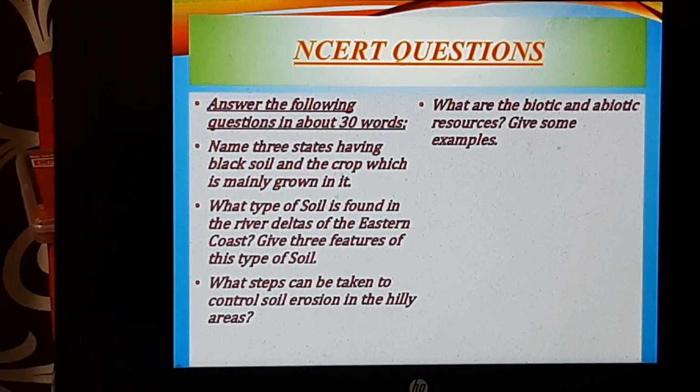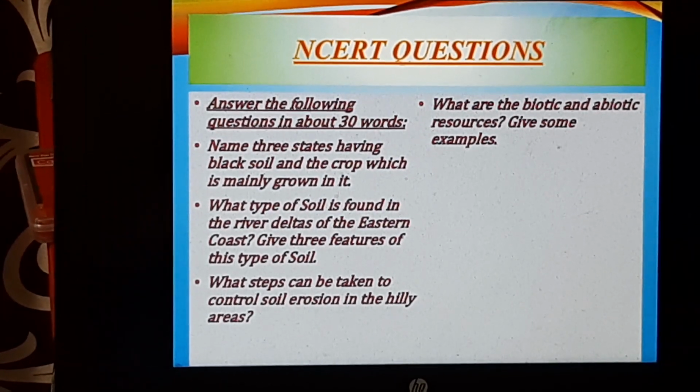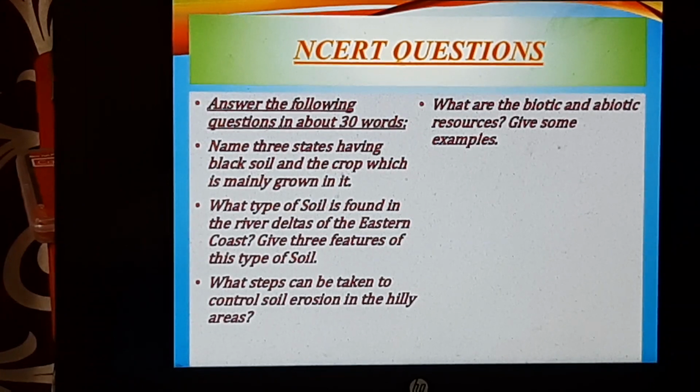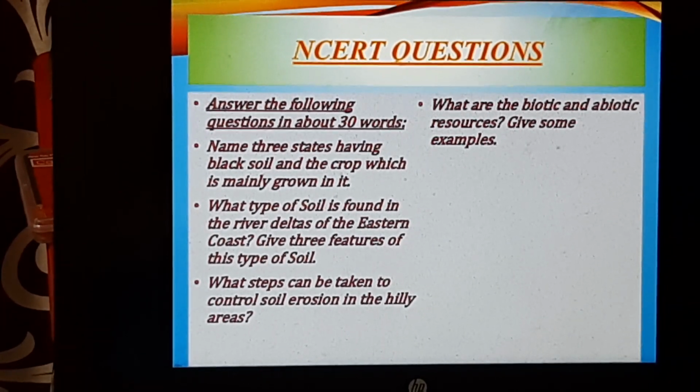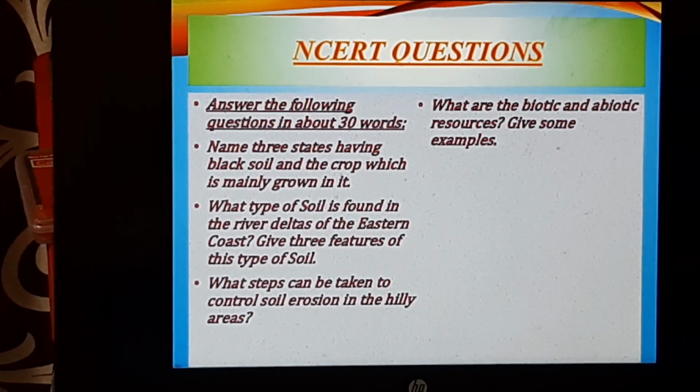Name the 3 states having black soil and the crop which is mainly grown in it. It is already there in my note. The second question, what type of soil is found in the river deltas of the eastern coast? Just now I plotted. You have seen what type of soil it is, and you have to just mention the soil features of that type of soil. That means the features of alluvial soil.